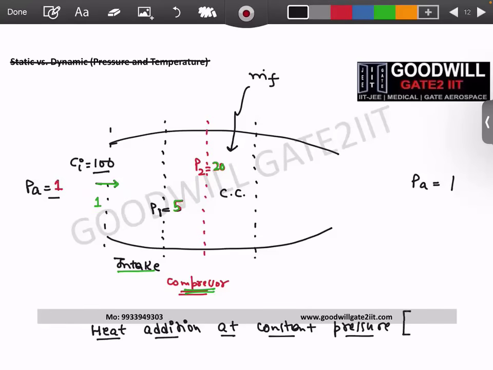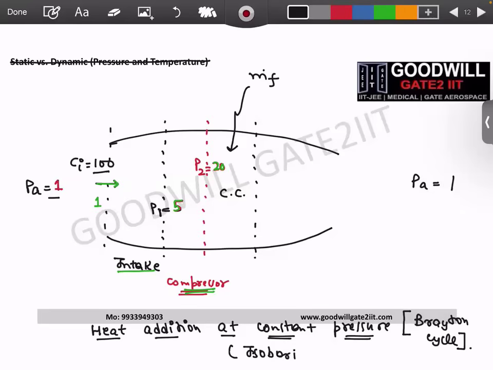Can anyone tell me which thermodynamic cycle this is? If you know, it's okay. If not, it's perfectly fine. So in thermodynamics, there are various cycles. There is Carnot, Otto cycle, diesel cycle. This cycle is known as the Brayton cycle. Perfect, Sneha. And this heat addition at constant pressure is known as an isobaric process.